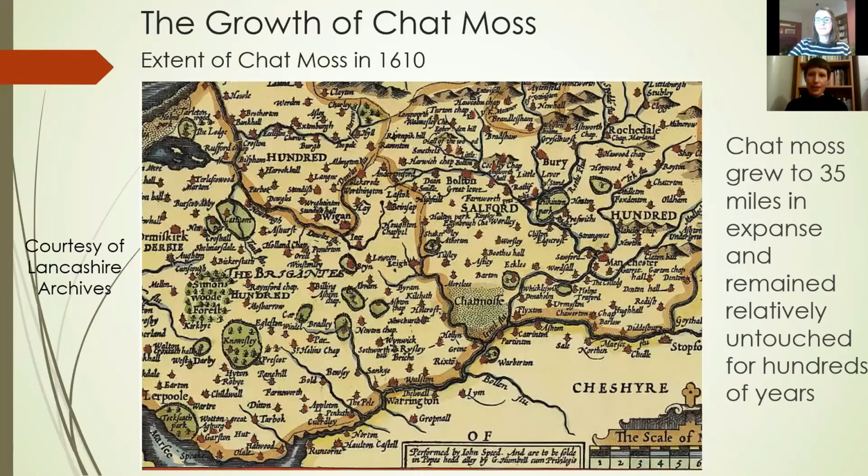So Chat Moss continued to grow and develop. It grew to 35 miles in expanse and remained relatively untouched for hundreds of years. On this John Speed map from 1610, we can see the extent of the moss. Chat Moss is there in the middle, and Martin Mere, which was once England's largest lake, is there in the top left-hand corner. Both of these great landmarks in the Lancashire area were very sadly drained, but both of them are currently in the process of being restored.